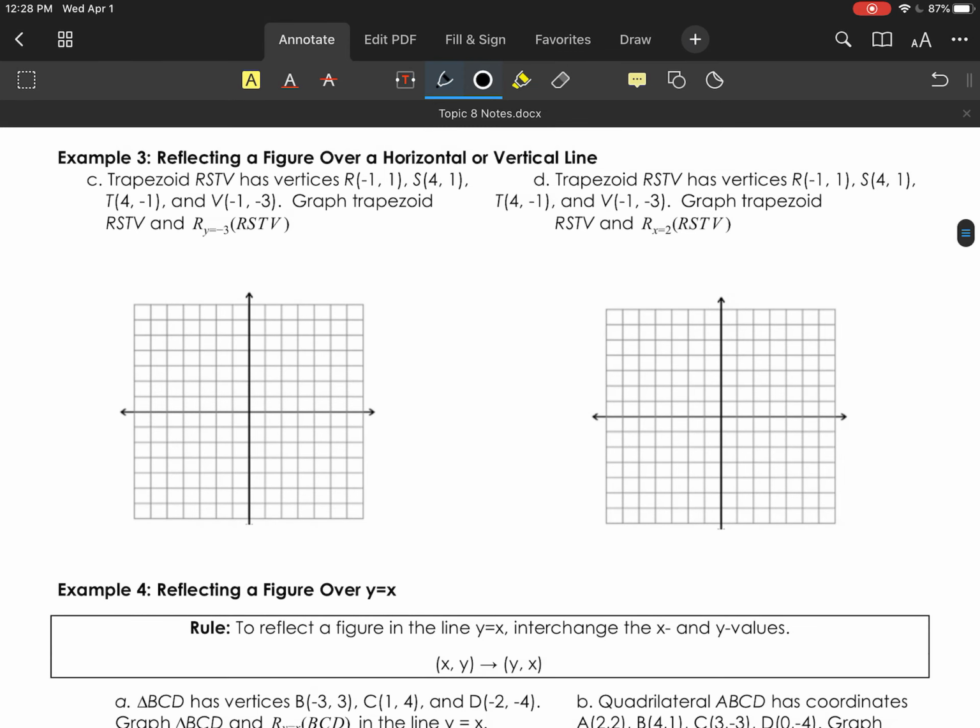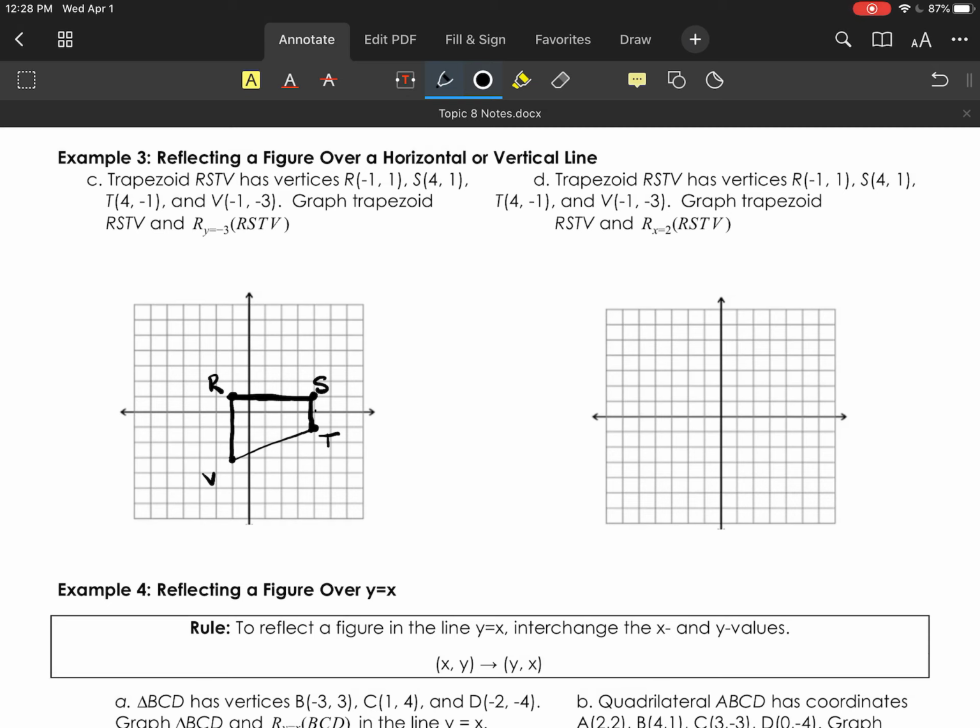So R is at negative 1, 1. So I go back 1, up 1. There's R. S is at 4, 1, so over 4, up 1. There's S. T is at 4, negative 1. And then V is at negative 1, negative 3. So here you have kind of this lopsided trapezoid once you connect all 4 of those points.